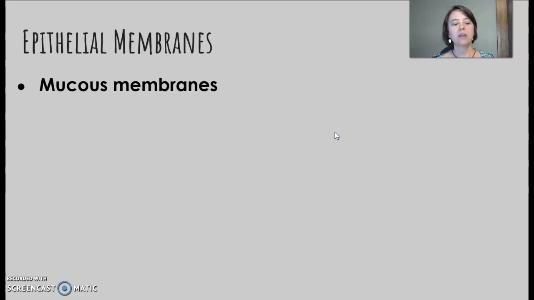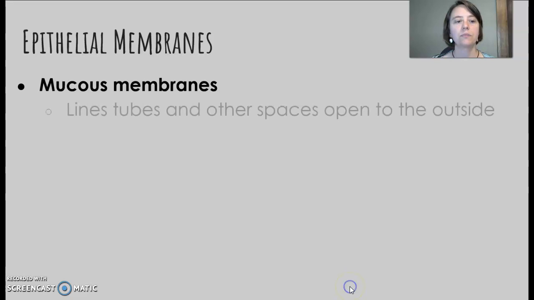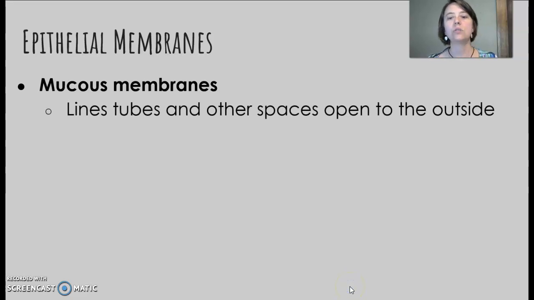So a second type of epithelial membrane are mucous membranes, and these are going to line tubes and other spaces that are open to the outside. Even though they don't seem like they're open to the outside, they are. So your whole respiratory tract is open to the outside, your whole digestive tract, even your intestines. It's like one continuous tube from your mouth to your anus, so it is open to the outside.